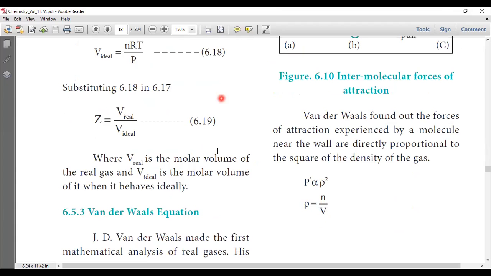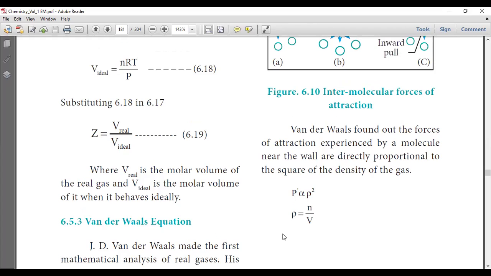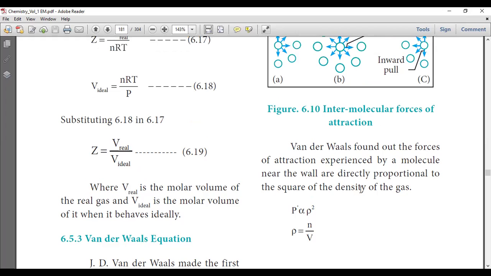Previously we saw the volume correction. Now the derivation of the pressure correction. Here, first we say that the pressure, that is the force, the pressure of the gas molecule is directly proportional to the square of the density of the gas.